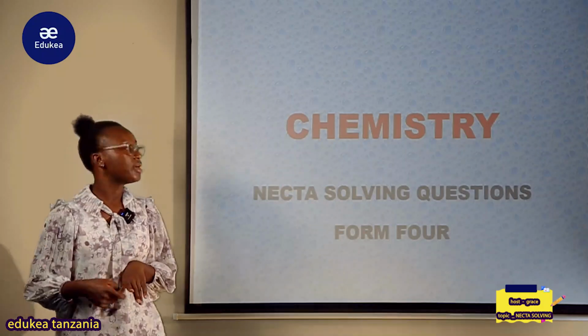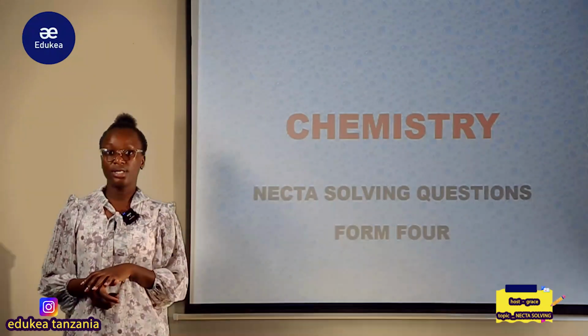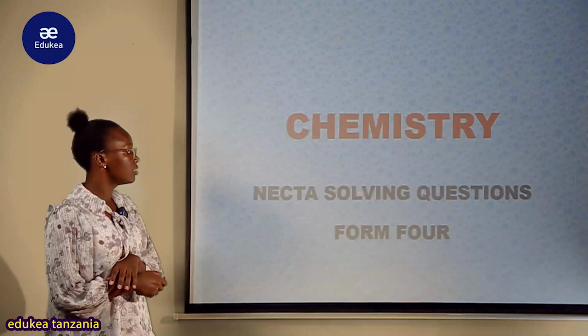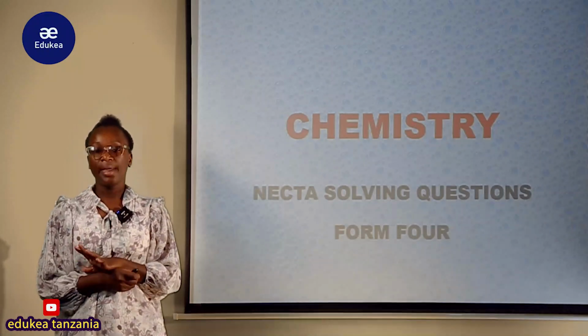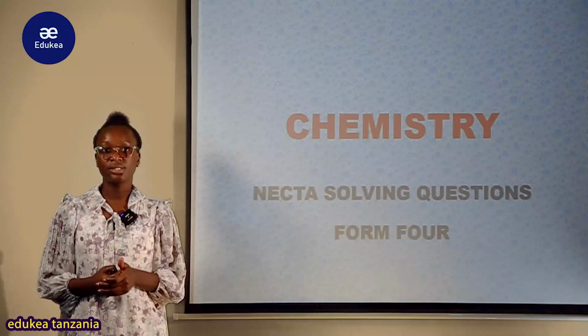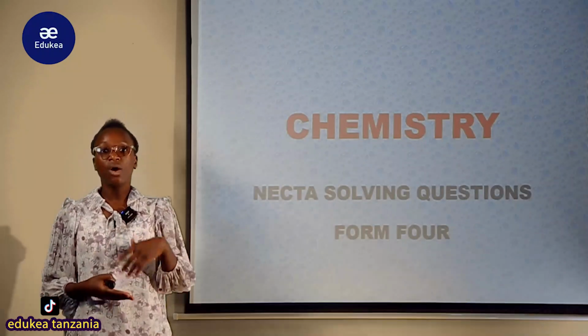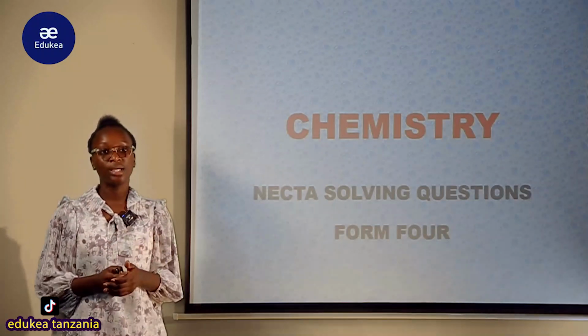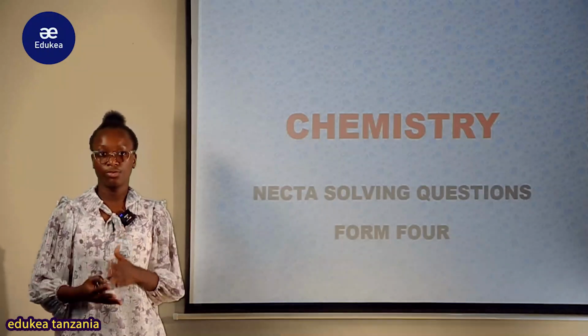Here we are proceeding with our chemistry subject and we are dealing with the Necta solving questions form 4. Here, my student, in the Necta form 4, we are going to see the different questions in the different levels. For instance, we are going to see the question from Form 1, Form 2, Form 3 up to Form 4.